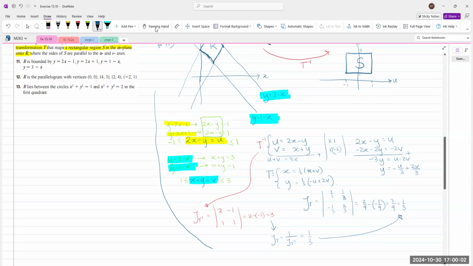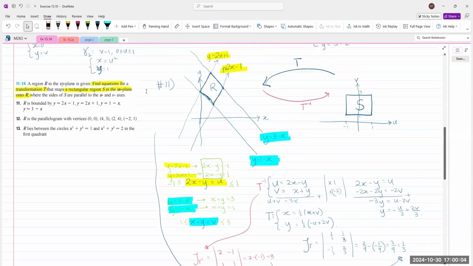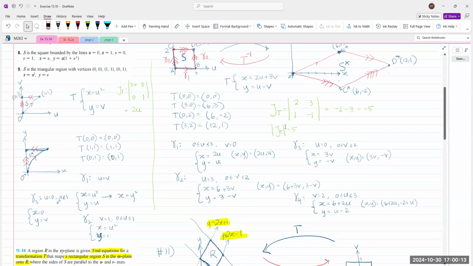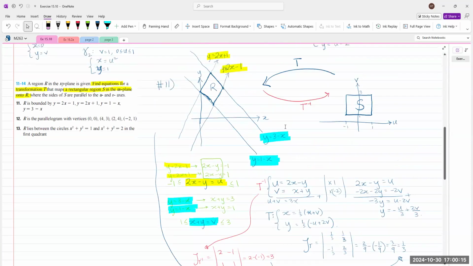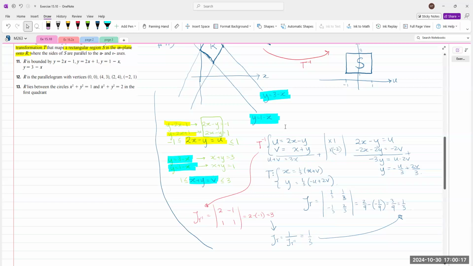So the challenge in this number 11 is, can you find the transformation? That's the thing that we actually got before, right? They gave us the transformation before. Now we need to find the transformation ourselves. That's more challenging, of course, but hey, we get there.